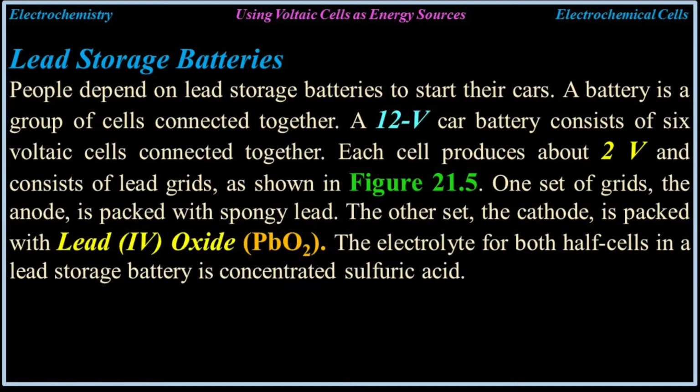One set of grids, the anode, is packed with spongy lead. The other set, the cathode, is packed with lead-4 oxide. The electrolyte for both half cells in a lead storage battery is concentrated sulfuric acid.